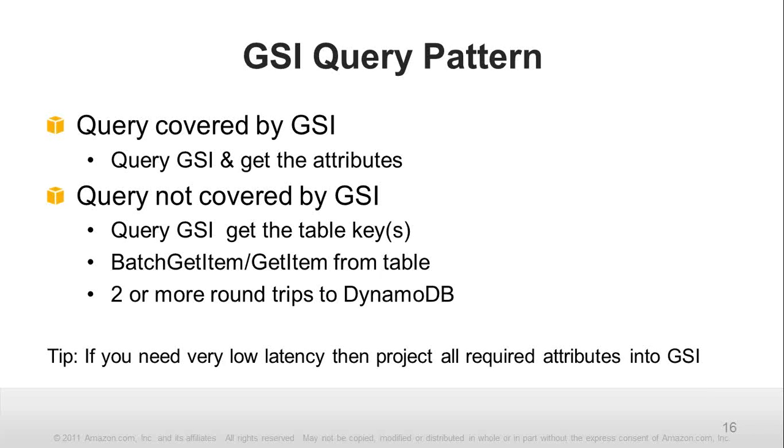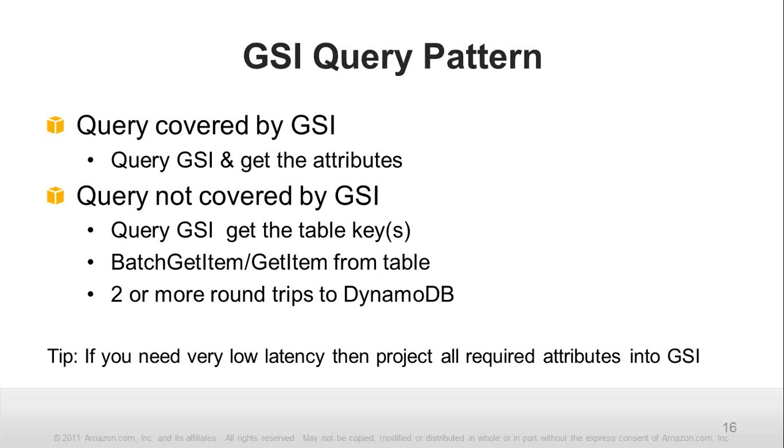This slide sort of leads into what David was trying to allude to. There's essentially a couple of query patterns with the global secondary indices. If the query is covered by the GSI, in other words, if you're querying for attributes A, B, and C, and all those attributes are part of the GSI, then you can simply query the global secondary index. And then the index will cover the query, in other words.